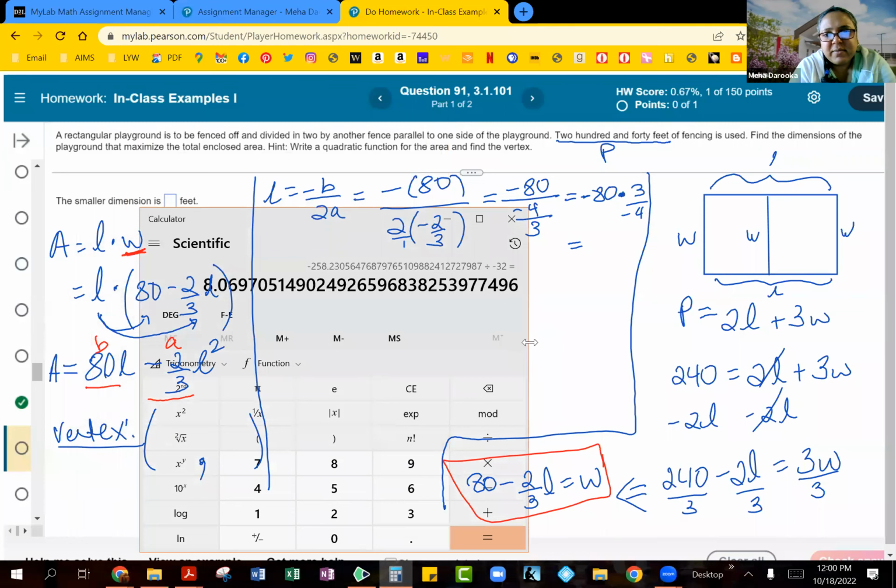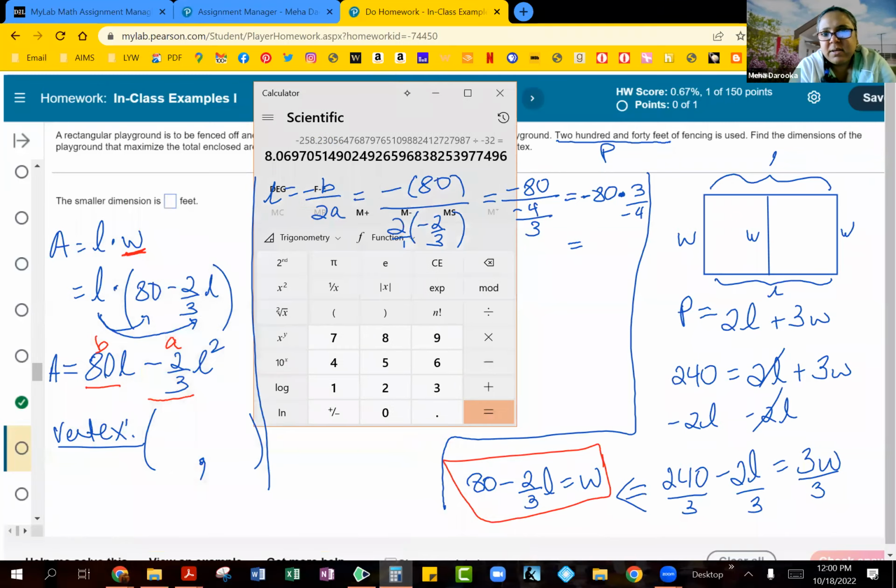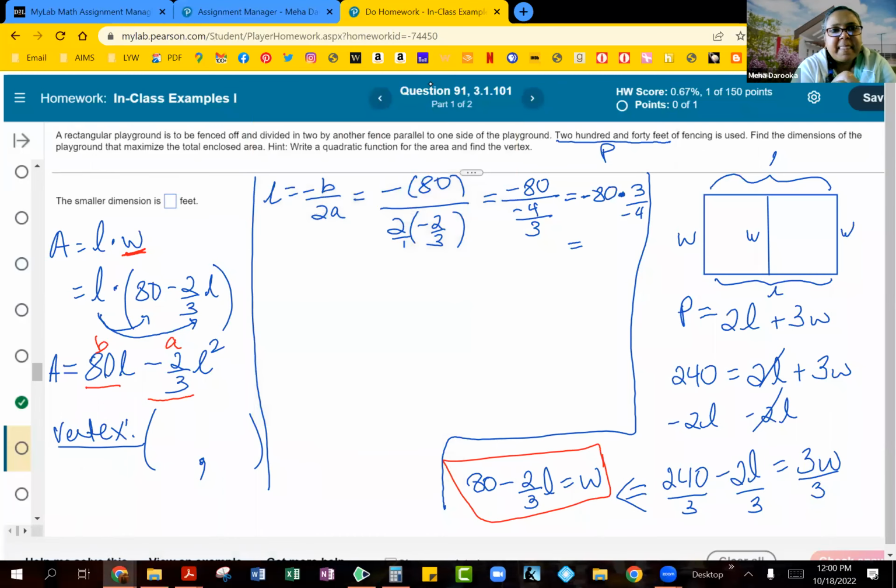So let's take a look at what this guy comes out to be. Okay, so we're taking 80, which is a negative number, multiplying it by 3, dividing it by 4, which is also a negative number. And you can see that'll come out to be a positive 60. This was in feet, right? Yeah, 60 feet. So your length will come out to be 60 feet.